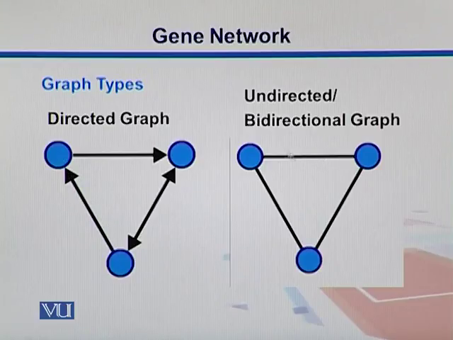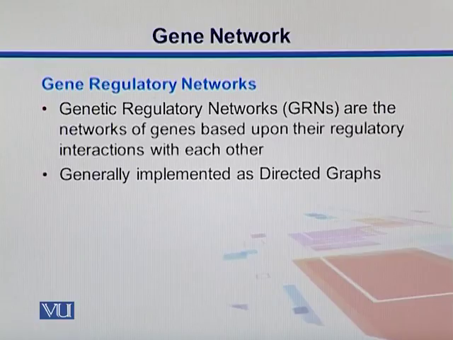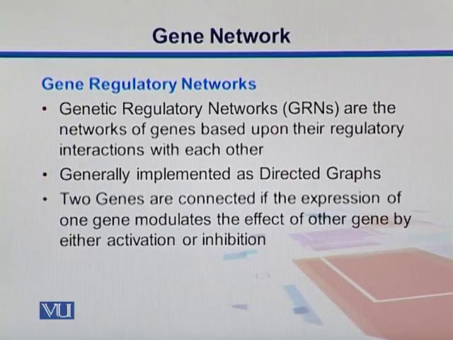Undirected, or we can say bidirectional, graphs are where we don't see those directions. They may be like this, or where we have both the directions. Most of these gene correlation networks, which we see in later slides, are actually this type. Whereas gene regulatory networks, the networks of genes based upon their regulatory interactions with each other, are generally implemented as directed graphs.